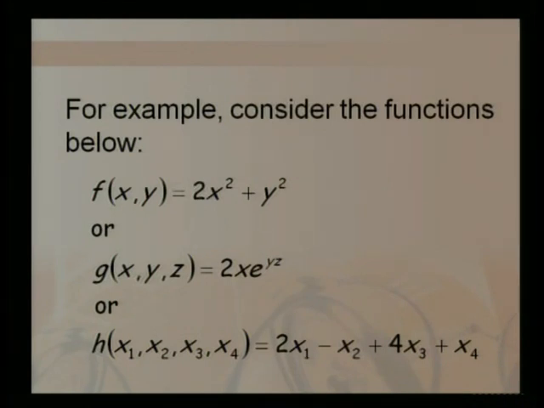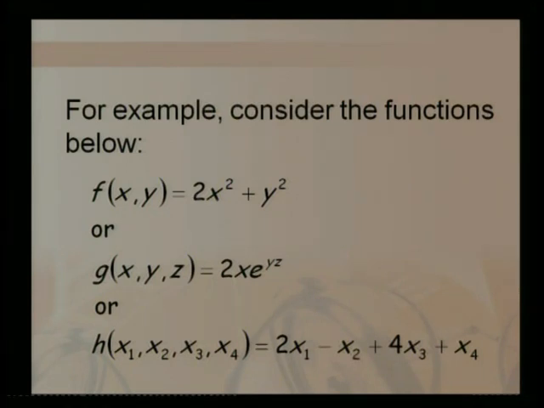For example, consider the functions below. First, the function f of x and y. Here x and y are independent variables, and the value of the function f(x, y) depends on two variables, x as well as y. The first function is given as f(x, y) = 2x² + y². As we input the values of x and y, by taking the square of x, multiplying it by 2, and then adding y², we get the value of the function f(x, y), which is a function of two variables.